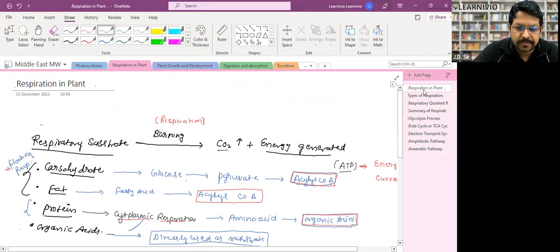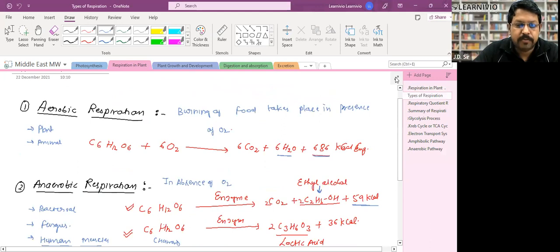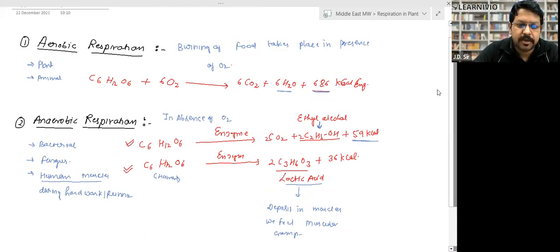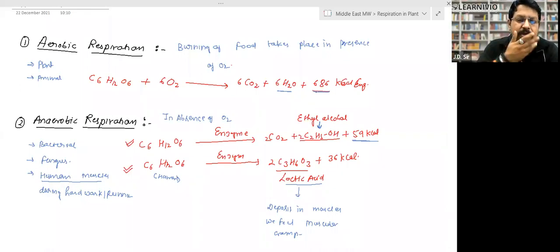Now come to the next thing: types of respiration. What kind of respiration takes place? So what is respiration? Nothing. Just burning of the food in our body is called respiration. Burning of the food in any body is called respiration. What is the burner? That is the mitochondria.